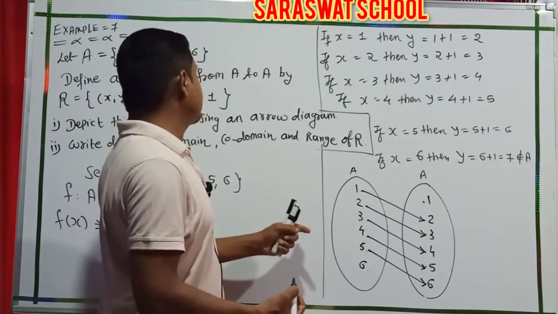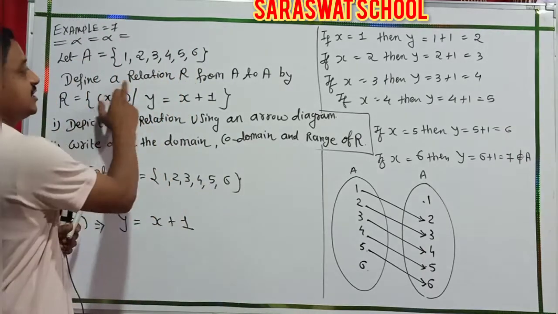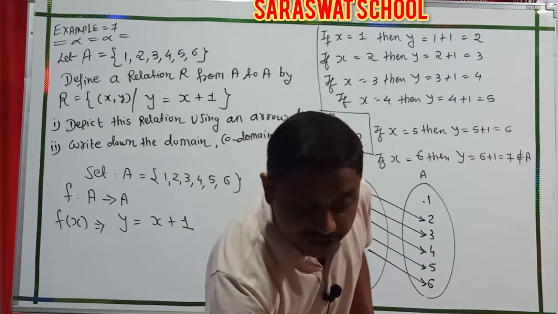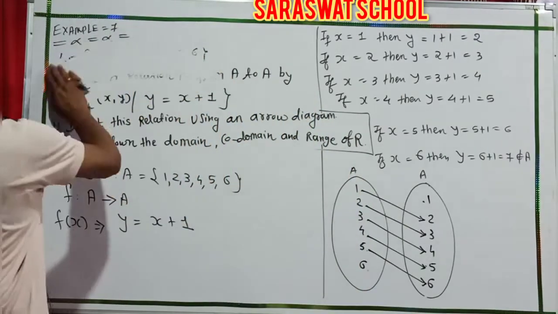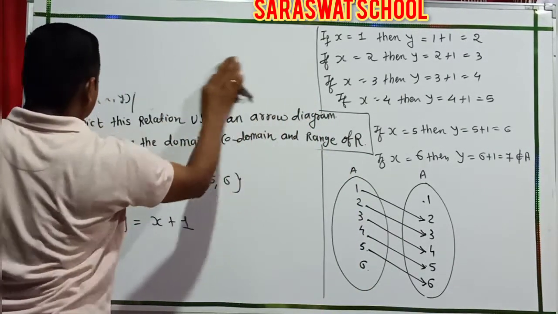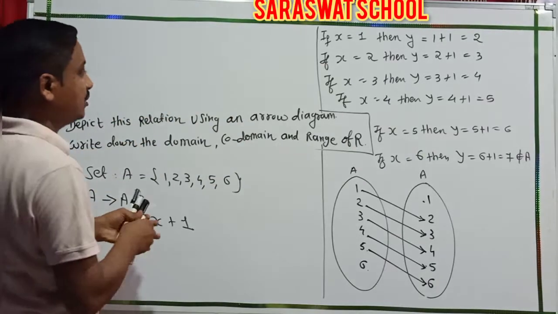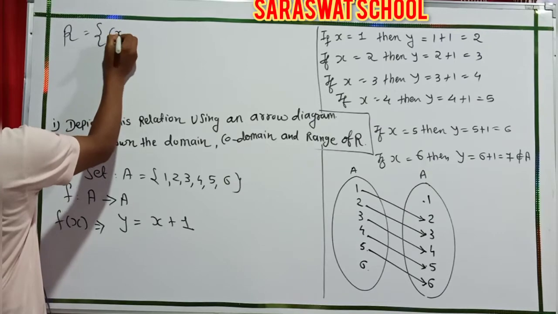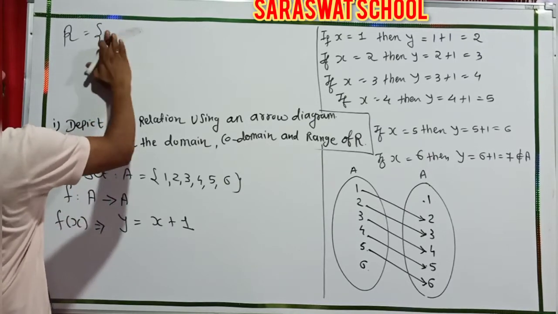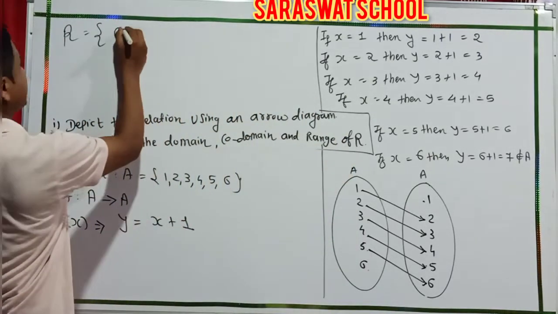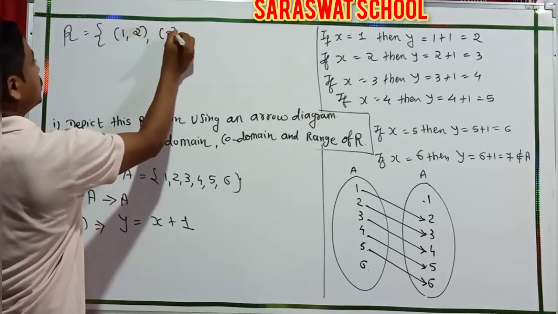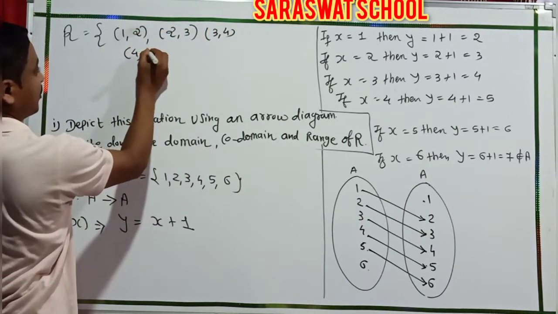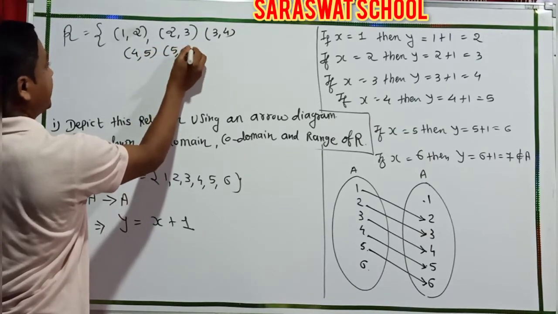So students, your first answer, defining the relation R from A to A, is ready. And I mention that value easily in this form. So the relation R is the set of pairs x comma y. You just show it in this form: putting 1, then 2; 2 then 3; 3 then 4; 4 then 5; and 5 then 6.